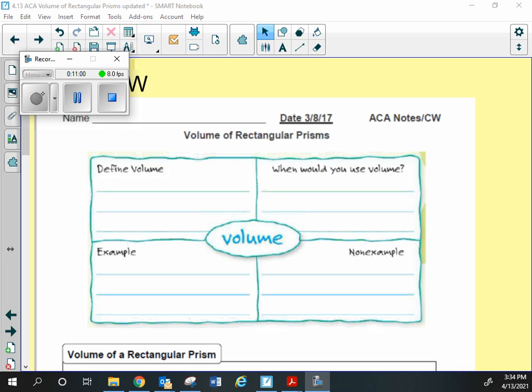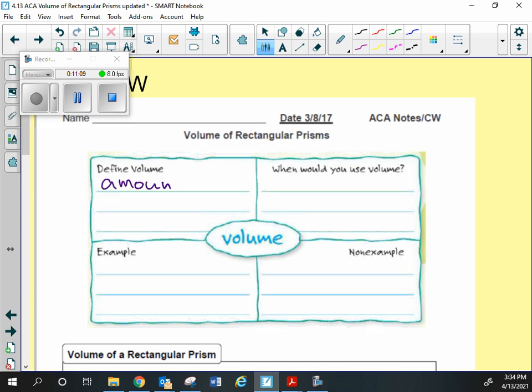Okay, are we pretty good with that? The difference between volume being space versus area. So again, volume is the amount of space inside a 3D shape.